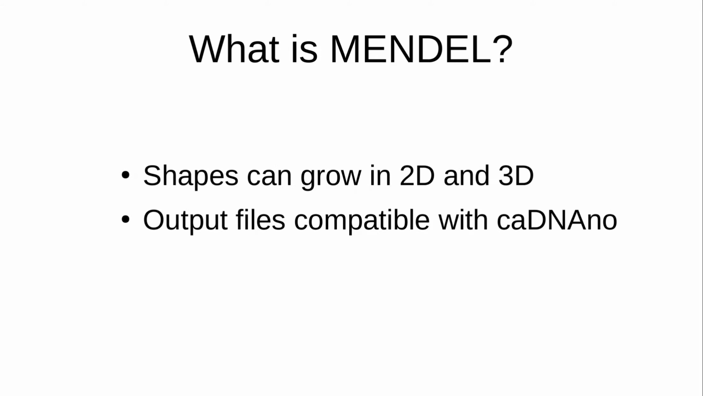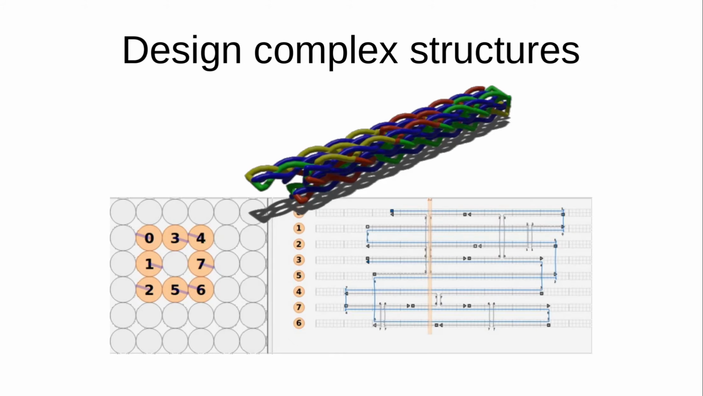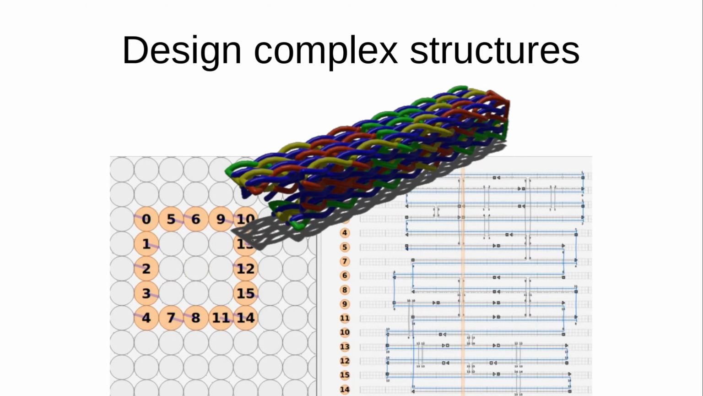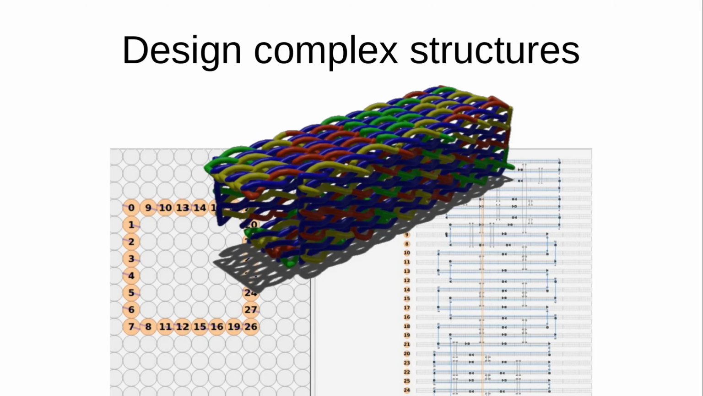The DNA scaffold grows linearly and can be folded to grow in 2D and 3D, and the output files are compatible with CAD-Nano. One 3D structure with 3 helices of thickness can be adjusted to 5 helices or 7 helices, and obtain for each case the CAD-Nano output file.